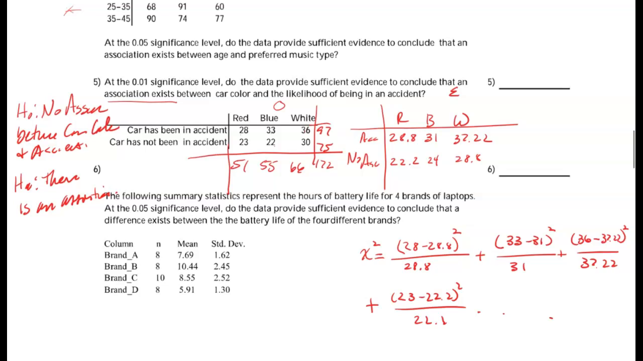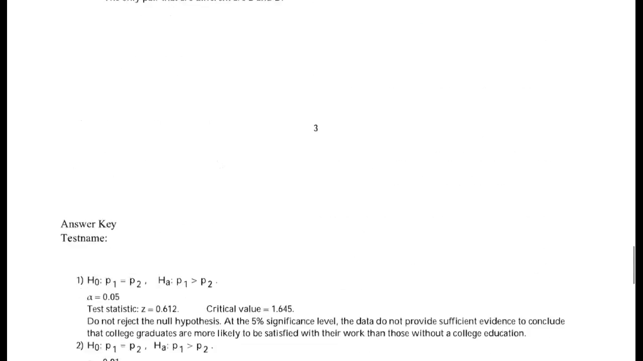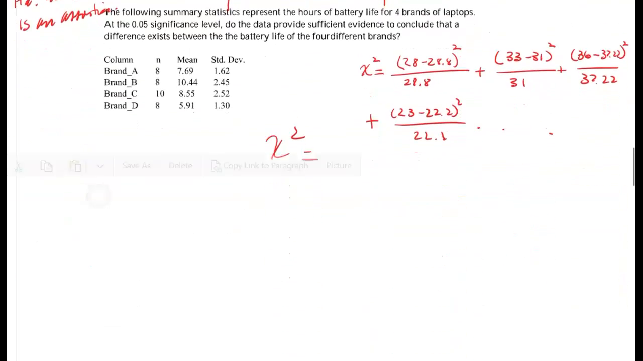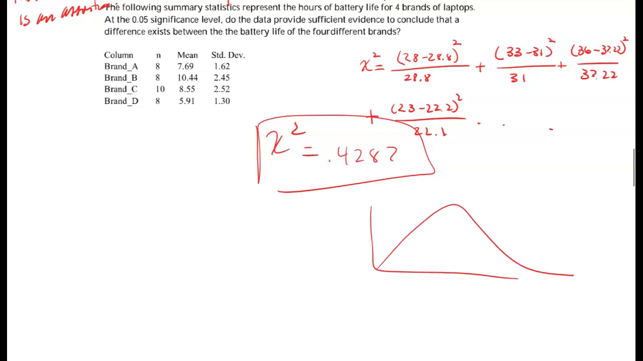This is a lot of tedious work. On the test, there are some things I am not going to make you calculate. I will go ahead and say, hey, the chi-square test statistic for this problem is, let's take a look. Remember I said it's probably going to be really small. It's really small, 0.4287. Okay, so when you draw that, this is going to be a really big p-value.